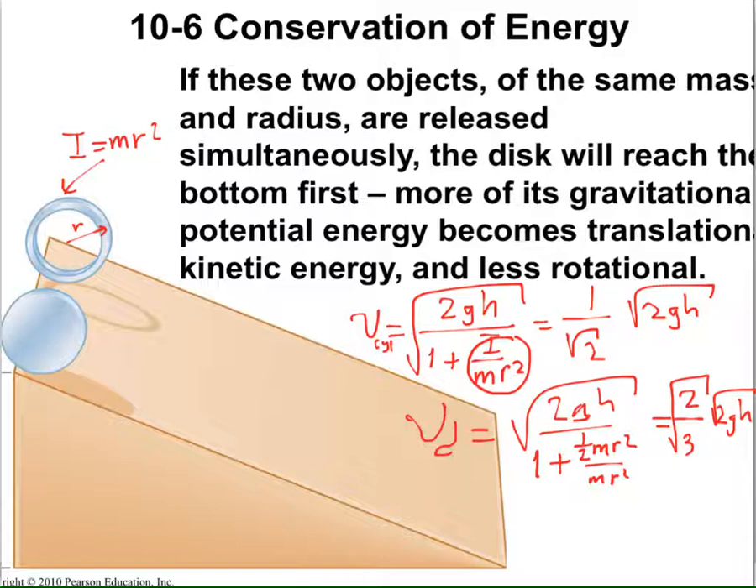You calculate: 1 over square root 2, square root 2 is around 1.4. 1 divided by 1.4, on the other hand 2 divided by... Anyway, I can easily say that this will be larger. The speed of the disk will be larger. You can calculate it.